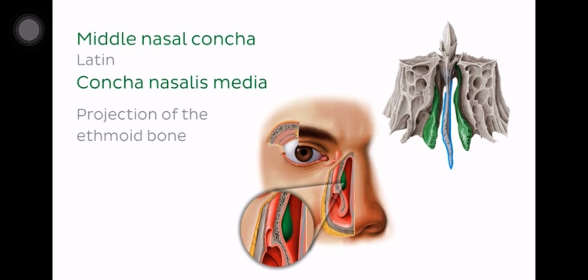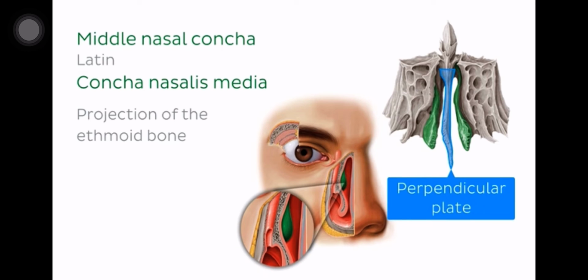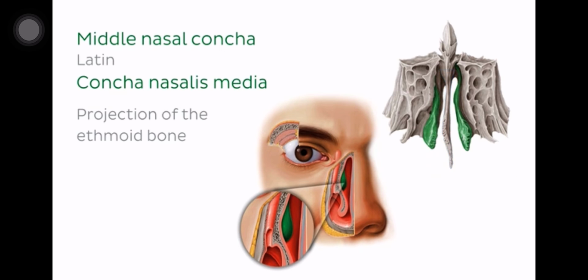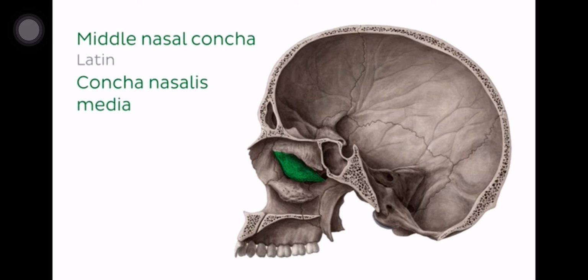The bony projection in the middle is the perpendicular plate of the ethmoid bone, which makes up part of the nasal septum. Therefore, it is in the midline of the skull. The middle nasal conchae are on either side of the nasal cavity, projecting inwards from the lateral walls. In this new image, we're looking at a mid-sagittal section of the skull, with the nasal septum removed. The nasal cavity is here, and within it we can see the middle nasal concha highlighted in green.